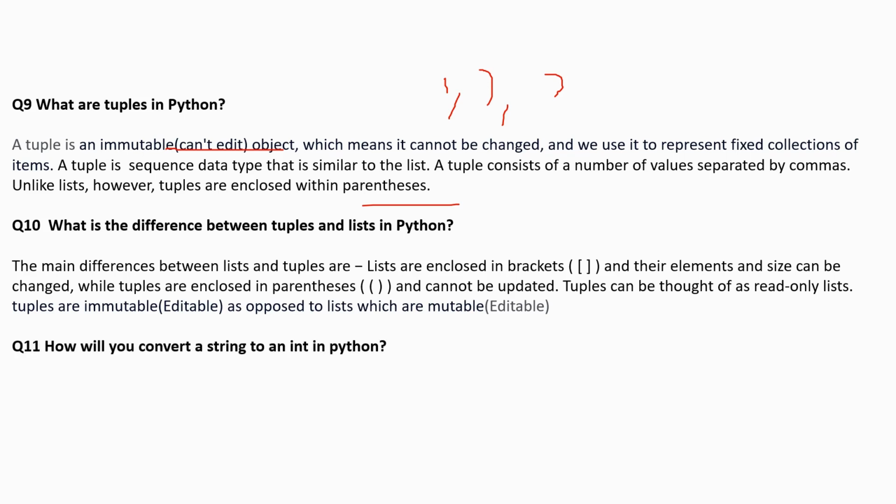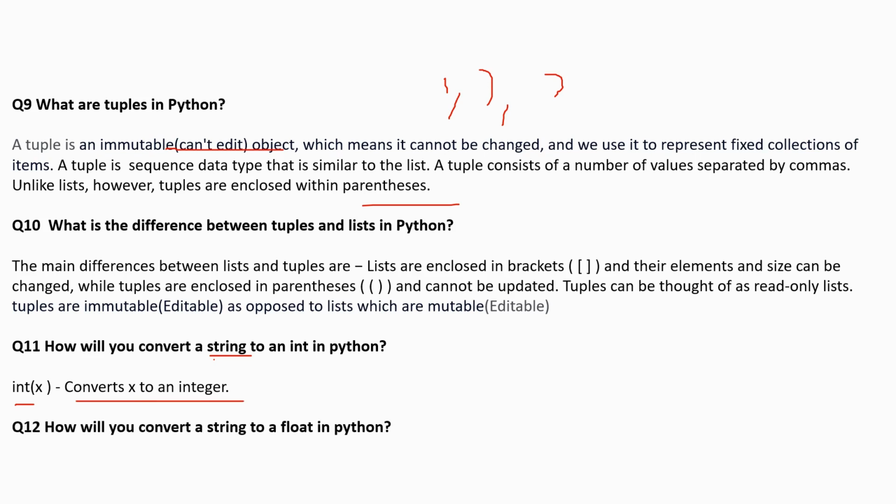How will you convert a string to an integer in Python? If you have to convert, the source is a string and the destination is an integer, you can use the integer function, int, and under x type your string value. It will convert that string into an integer value. How will you convert a string to a float? Same, float function, float x.